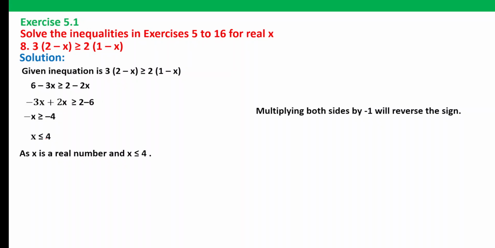Thus, the solution is x is real and x is less than or equal to 4. Therefore, the solution of the given inequality is x belongs to minus infinity to 4, and thus 4 is a closed bracket, because here less than or equal to is there. So 4 is also its solution.